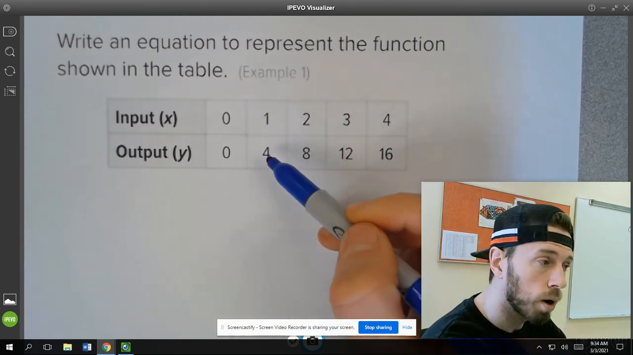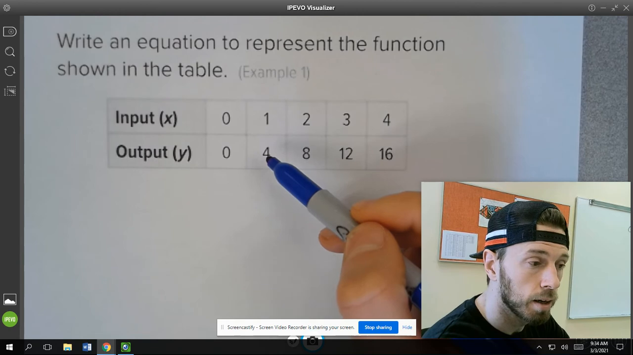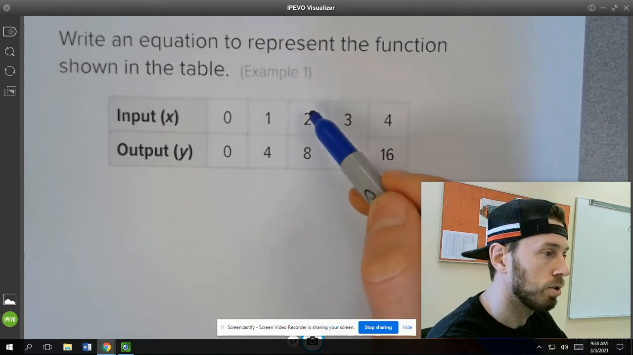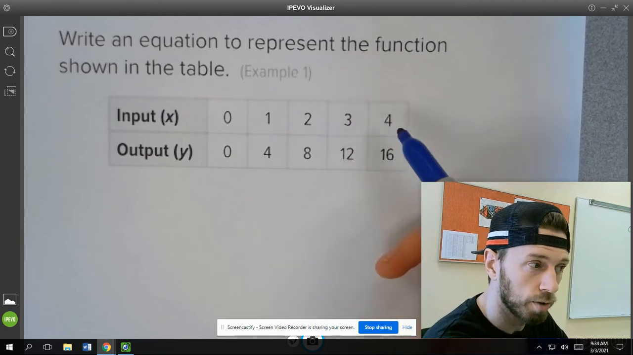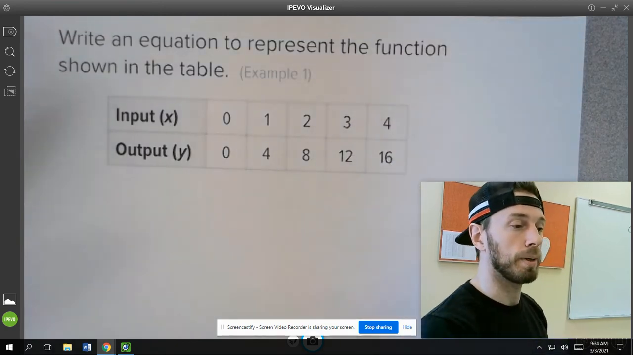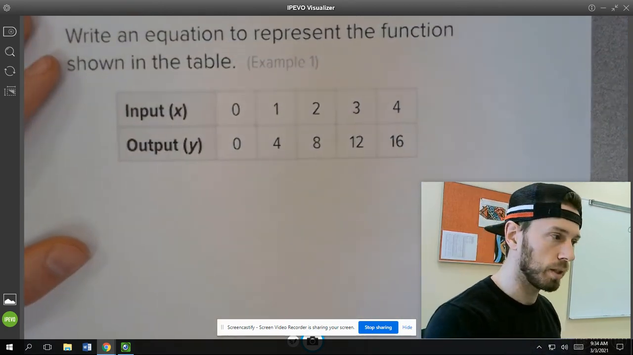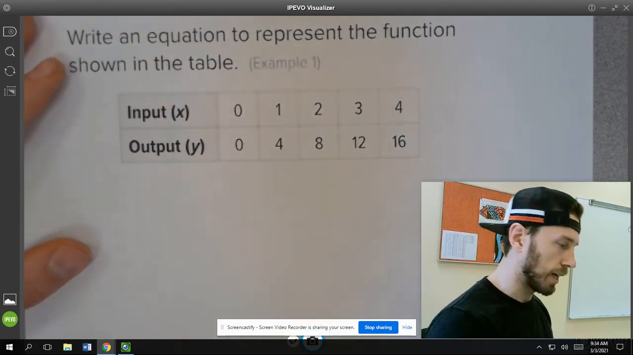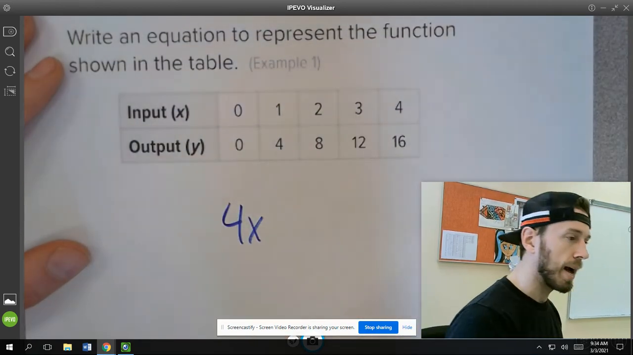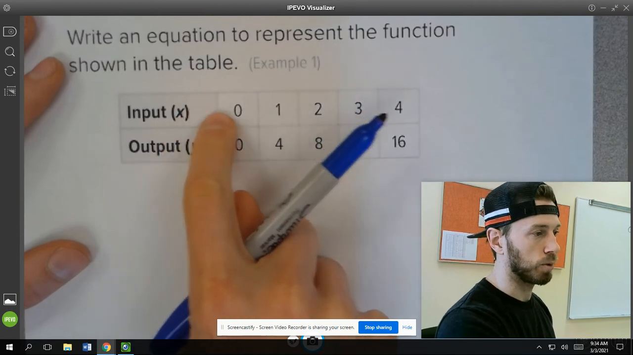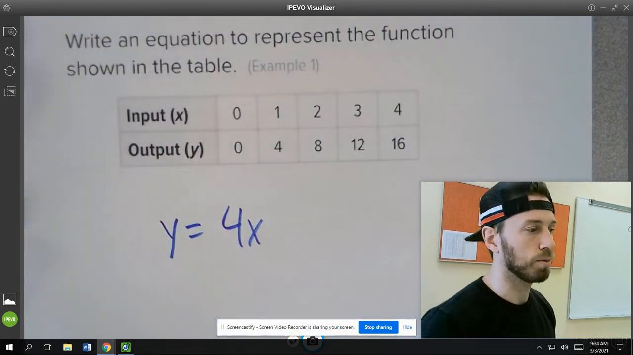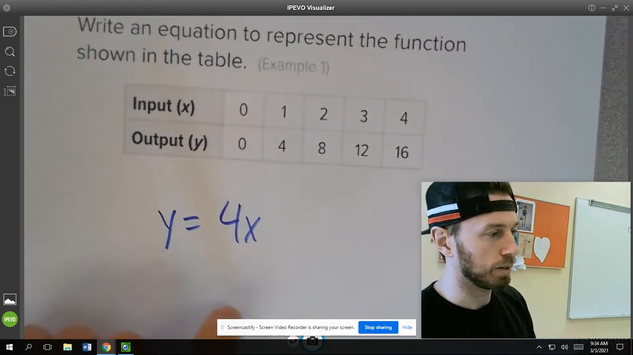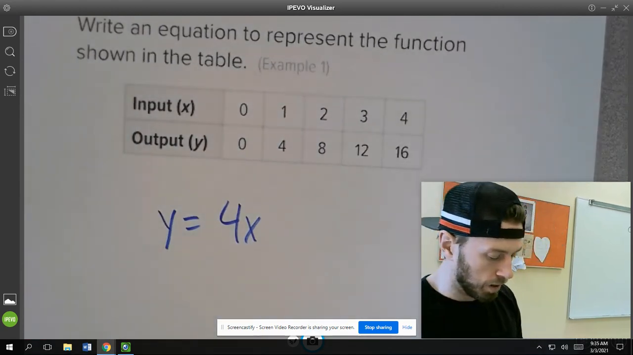Could be 1 times 4. That could be it. Let's go ahead and check the next one and see. 2 to 8. Well, 2 times 4 is 8. 3 times 4 is 12. 4 times 4 is 16. So the rule must be to multiply by 4 because it works for all of these. So we would show this as 4x, right? 4 times whatever this number is gives us this down here. And we write that as y equals 4x. The output is equal to 4x. If you have questions, let me know.